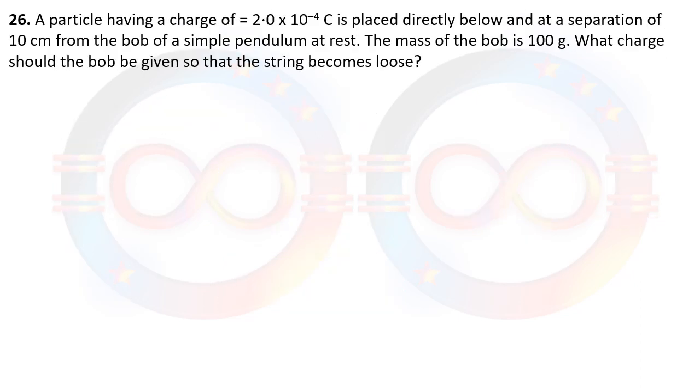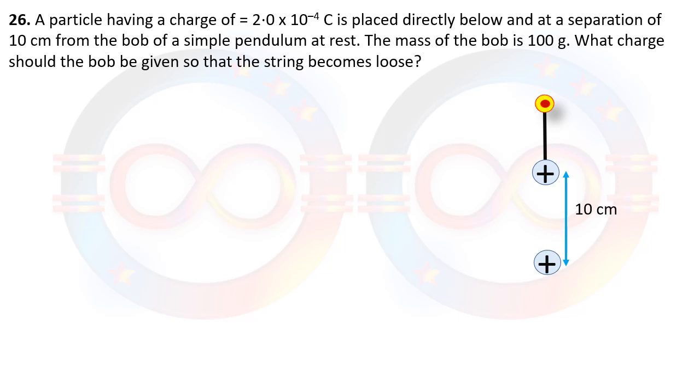Question number 26 is talking about a particle having a charge of 2 into 10 raised to minus 4 coulomb, placed directly below and at a separation of 10 centimeter from a bob of a simple pendulum at rest. You can see there's a simple pendulum. How much charge is there? We don't know. We may have to calculate. But the distance between them is given as 10 centimeter. The mass of the bob is given as 100 gram.